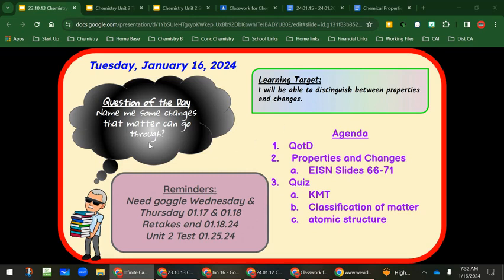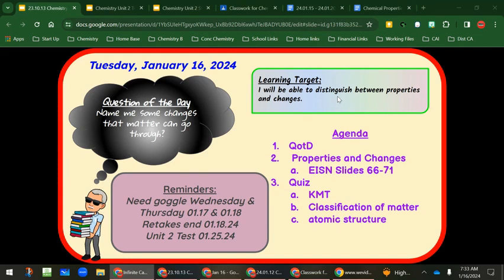All right. Today we're going to talk about properties and changes. That's what the lab is about tomorrow as well. We're also going to take our quiz today. Atomic structure is not on the quiz. KMT, heat and temperature, classification of matter are. Those are the things that are on the quiz. If you got any questions on those, on KMT, heat, temperature, classification of matter, I'll take those now for you.